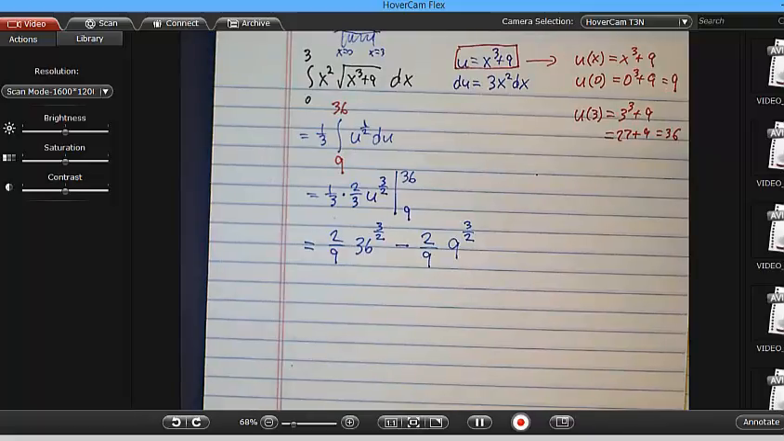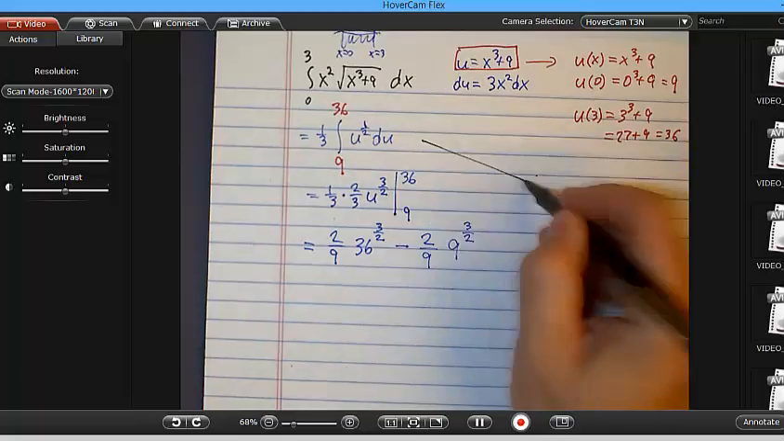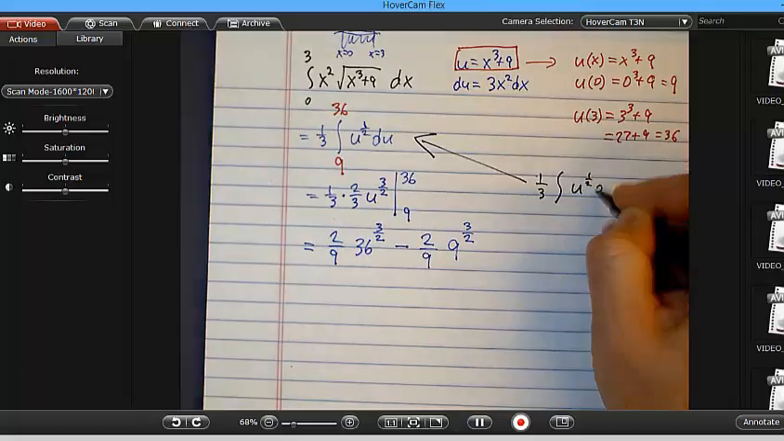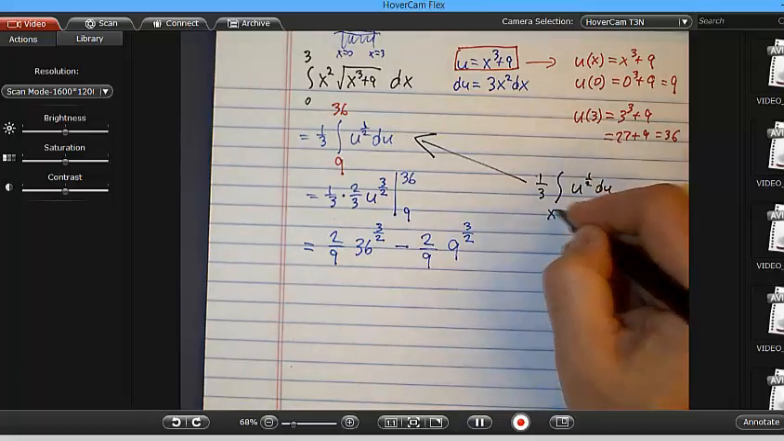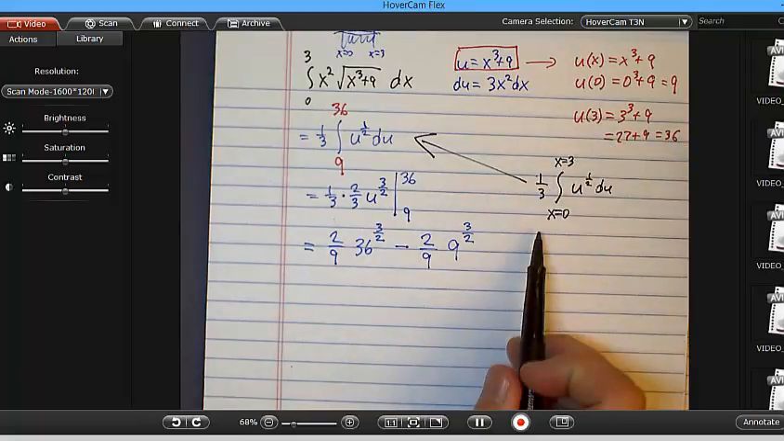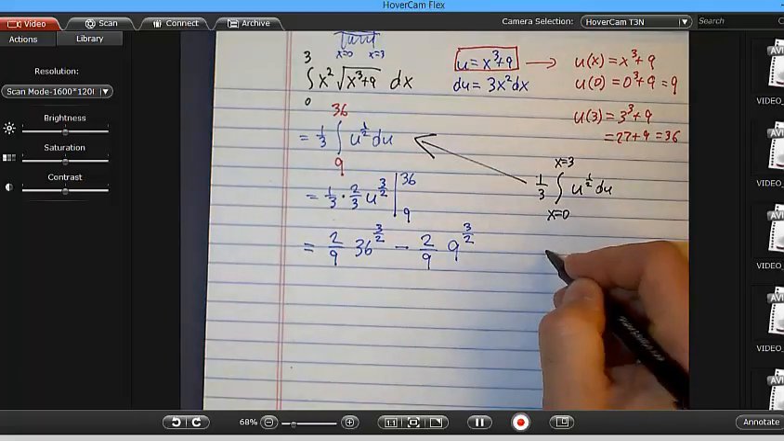Yep, Mike? Are you doing any harm if we just don't change the values and just go until we get back to x and then plug it in? That is the other way to proceed, okay? You guys understand what Mike's saying? Mike's saying he doesn't want to do this. Mike's saying he wants to do this. He wants to write, instead of that step, 1/3 integral u to the 1/2 du. He wants to leave it as x equals 0, x equals 3. If you do that, Mike, please put an x or something.